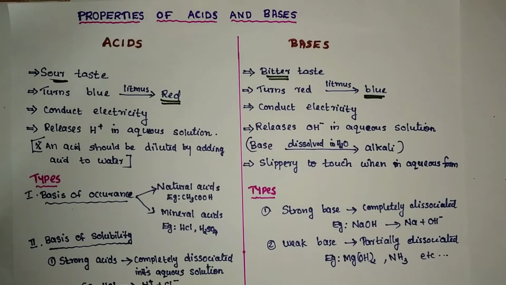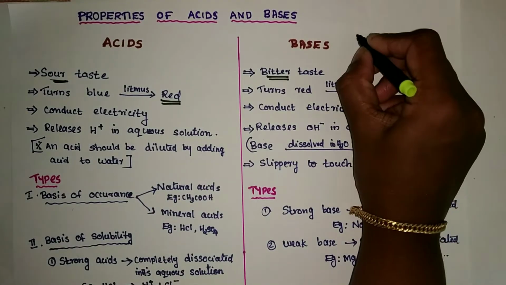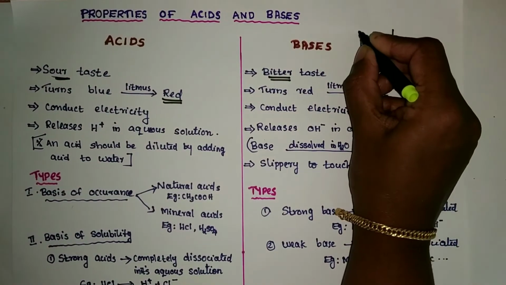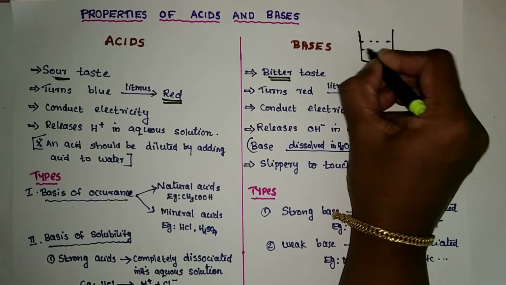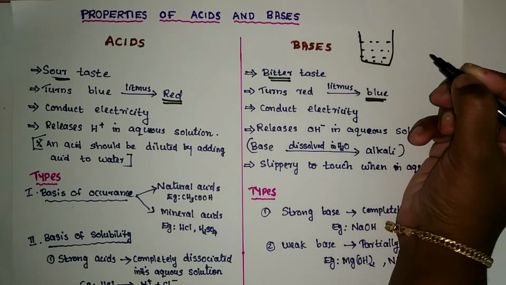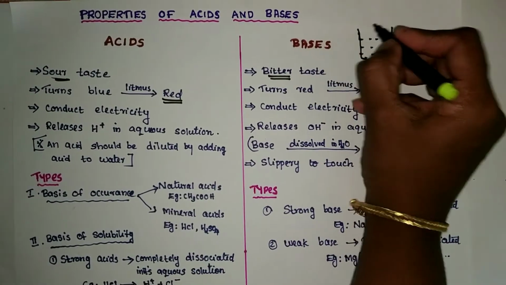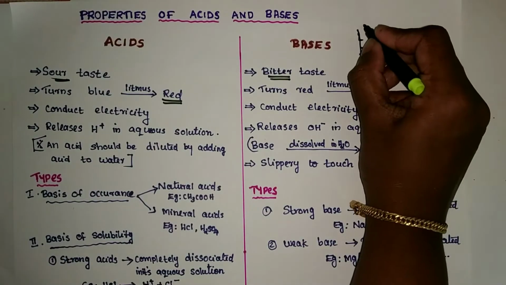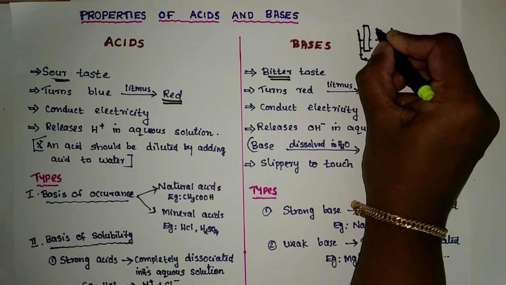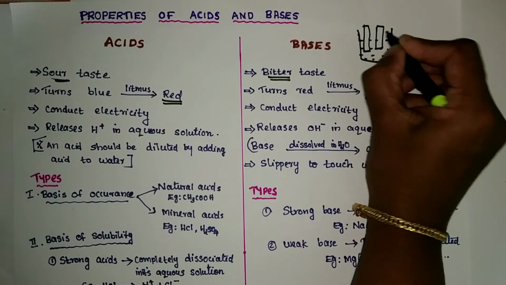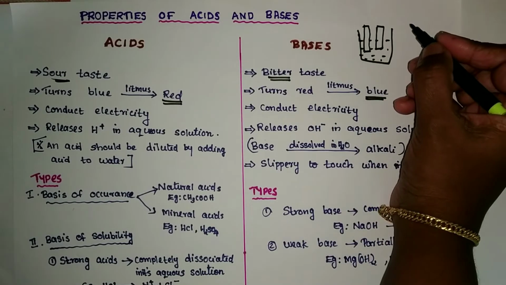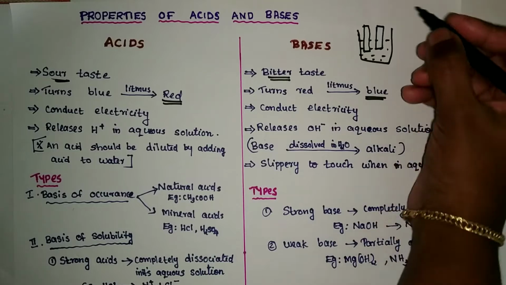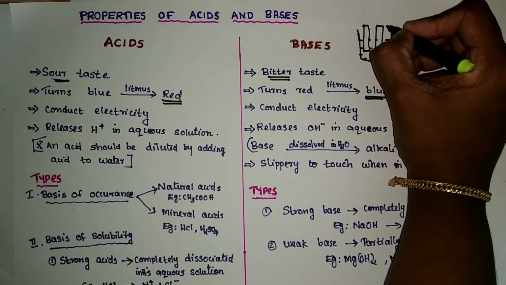To prove this, we can do one experiment. Put hydrochloric acid solution in a beaker. Place two metal rods or graphite rods in it. Connect the graphite rods with a battery, a switch and a bulb.